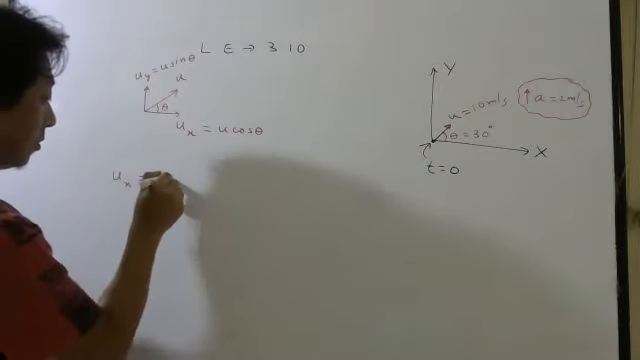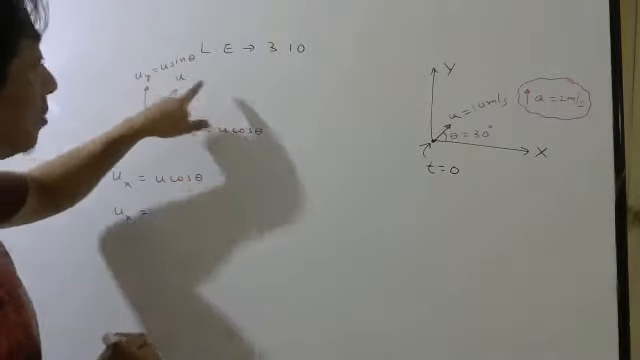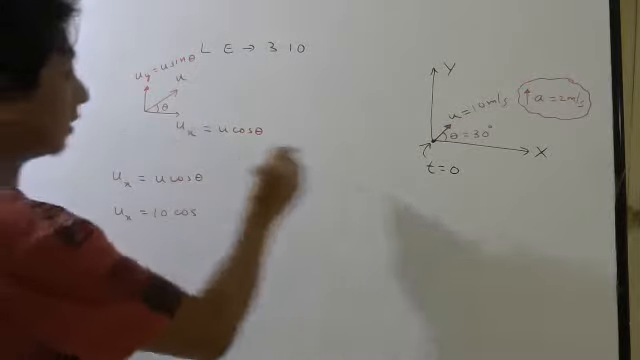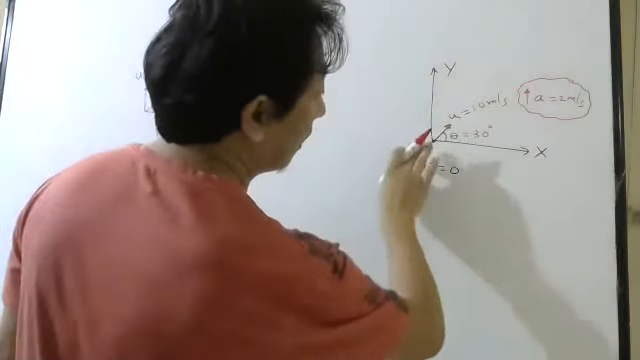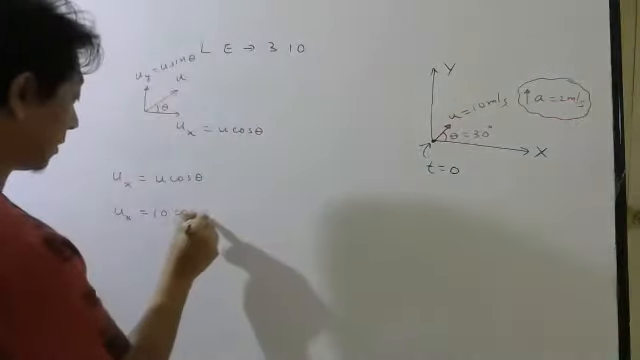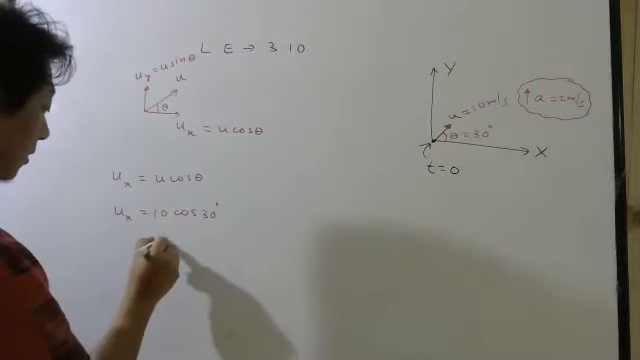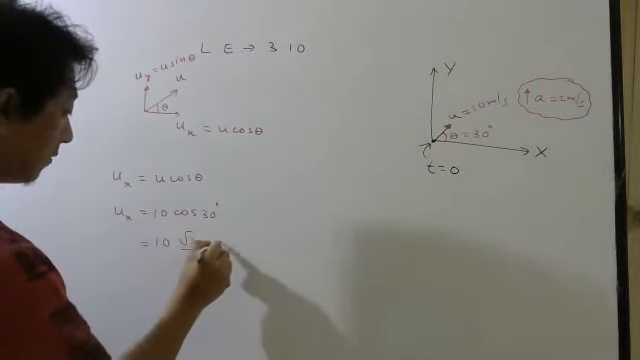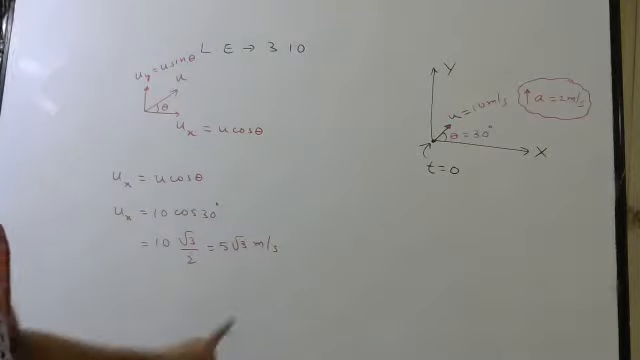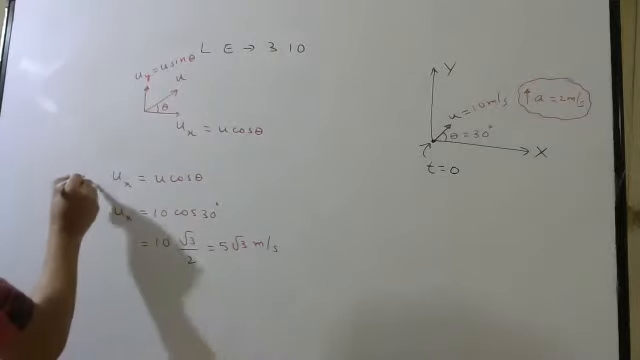Ux equals u cos theta, which is equal to, what is the value of the u they have given? 10. Theta, angle of initial velocity with x-axis, 30 degree. Cos 30 degree is √3 by 2. So I can write 5√3. So this is not the initial velocity, remember. This is the x component of initial velocity.